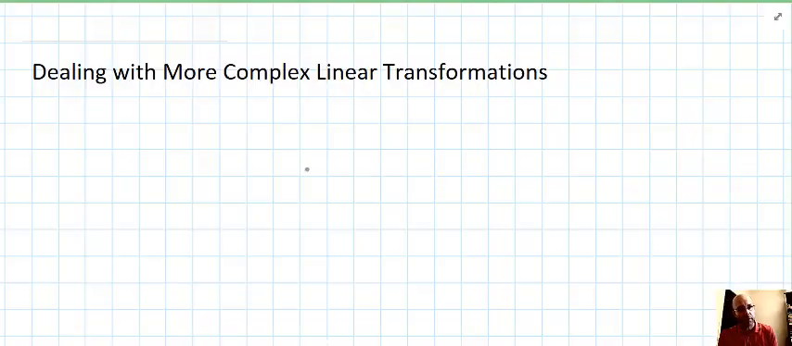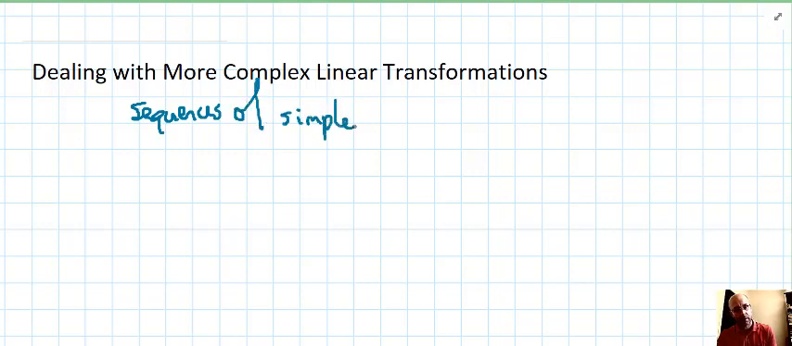Alright, so we're dealing with more complex linear transformations, and by that we mean we're going to make the complex simpler by using sequences of simpler transformations. So we're doing linear transformations with matrices, but we're looking at how we can put a sequence of simpler transformations in place to do this. So it makes the complex much more simple.